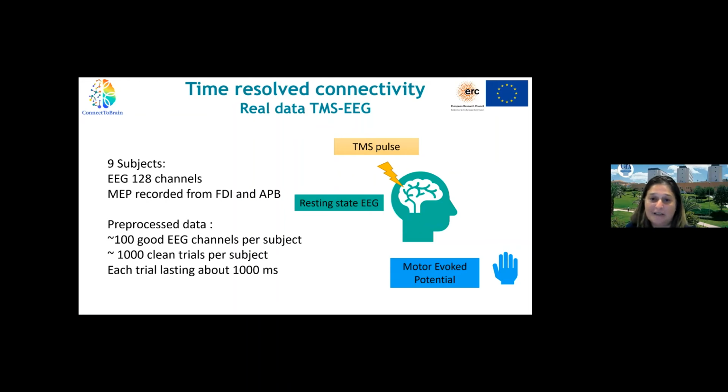And these data are EEG data of resting state, also the period before the TMS pulse, so basically the same period that Christoph was showing at the very beginning of his talk. We looked at whether the effect of the TMS pulse in terms of corticospinal excitability, as indexed by the motor evoked potential amplitude at the muscles of the hand of our subjects, is somehow affected by the status of the connectivity before the TMS pulse.